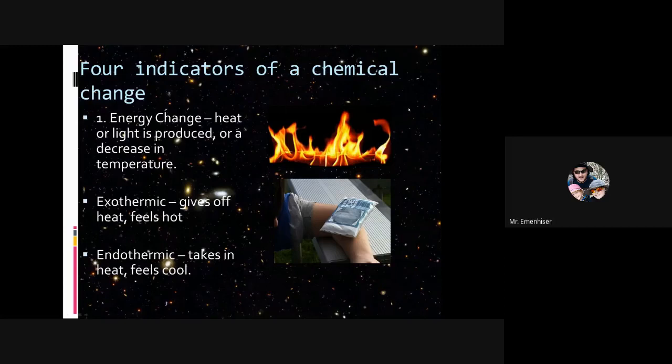So how do you know when a chemical change is happening? If you have heat that is changed. So if a substance gets hot or cold during the process, then it is a chemical change. Exothermic reactions give off heat, so it's going to feel hot, and endothermic reactions take in heat or feel cool. So if you got a change in energy or change in heat in that substance during the process, then that's a chemical change.